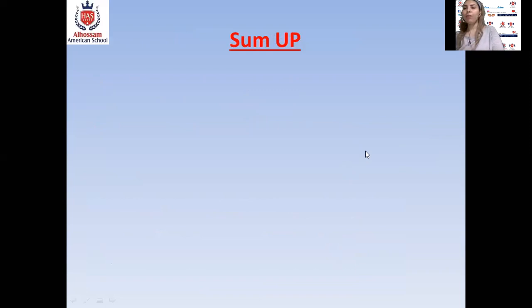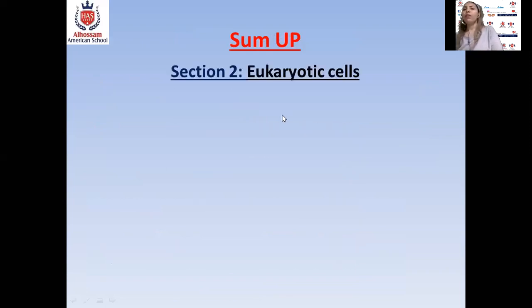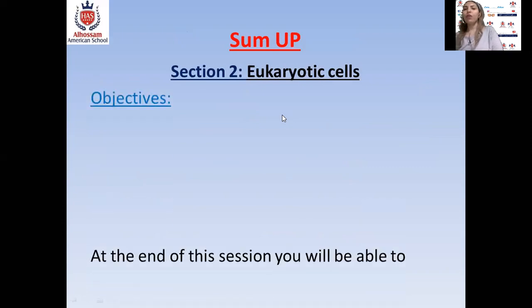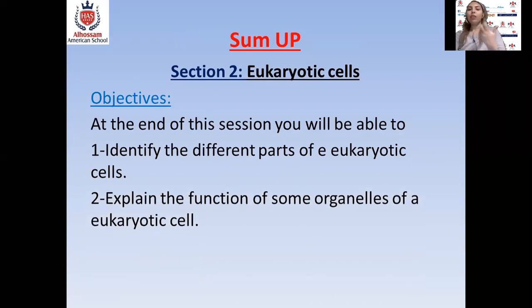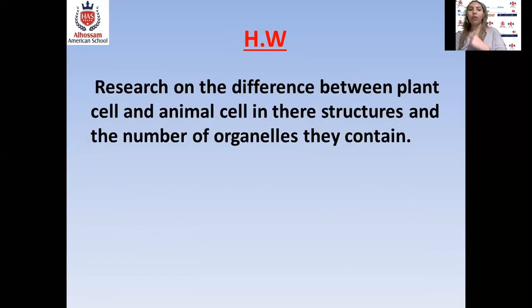So to sum up our lesson, it was about eukaryotic cells, and we took just the first part of this section. We identified different parts of eukaryotic cells: cell wall, cell membrane, nucleus, ribosomes, endoplasmic reticulum. And we said the function of all of them.